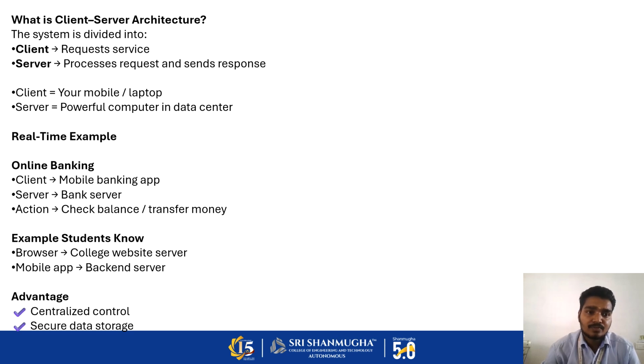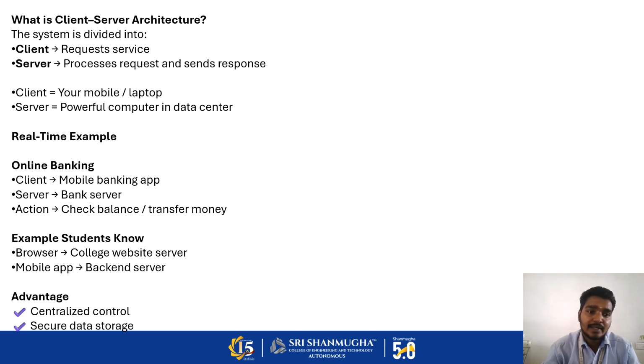So now what is client server architecture? The system is divided into two modules, client and server. The client sends the request to the server. The server receives the request and retrieves the data for the client. So it is called the client server mechanism. For example, the client is a mobile or laptop, and the server is a powerful computer in the data center. The real-time example is online banking.